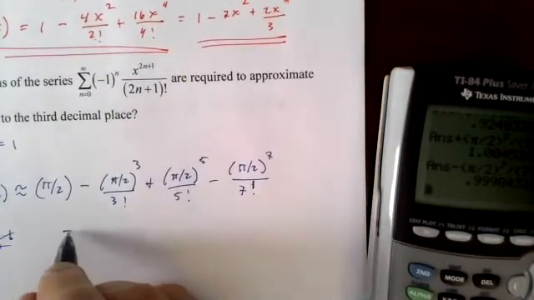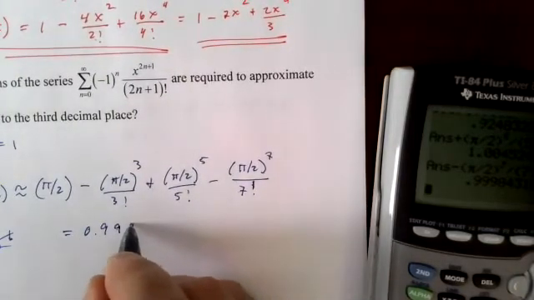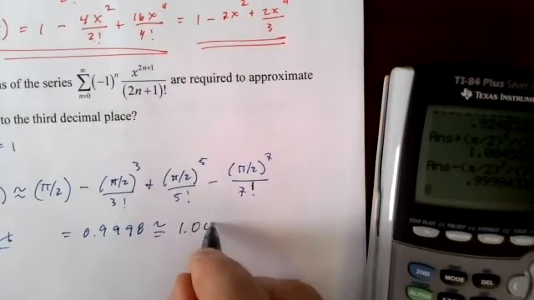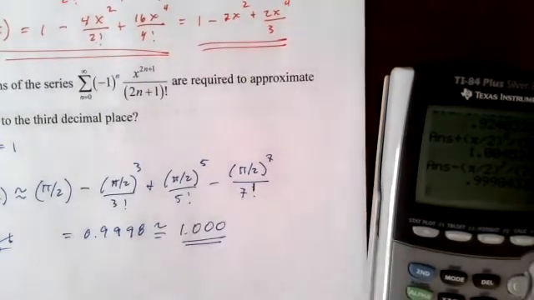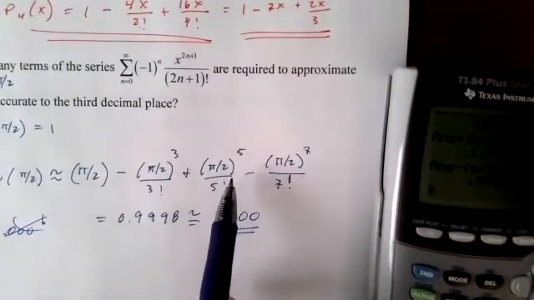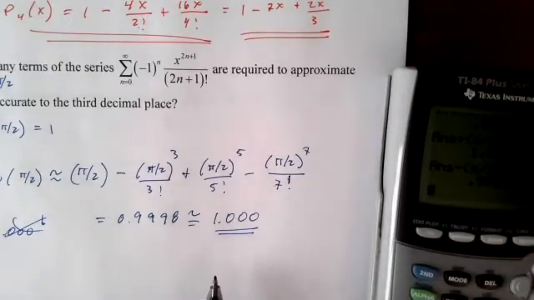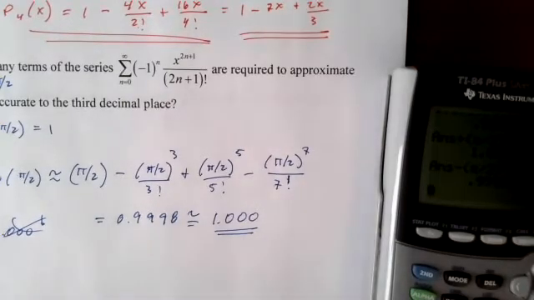This equals 0.9998, which, if I round to 4 decimal places, is 1.000. So it needed 4 terms, or the 7th order polynomial, to be accurate to 3 decimal places. So back to the question: how does your calculator do that?